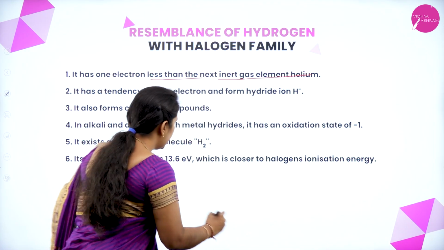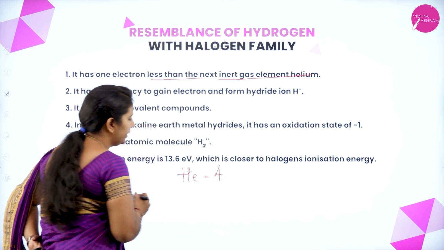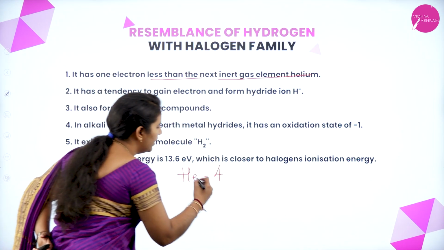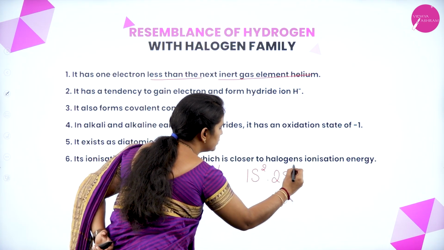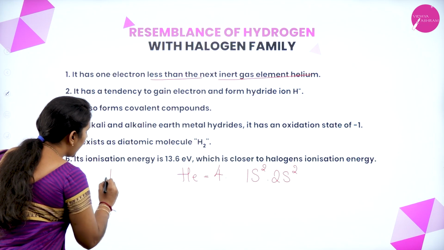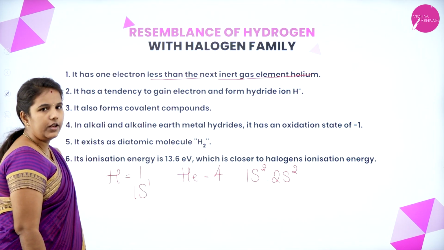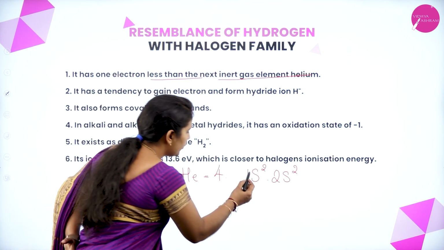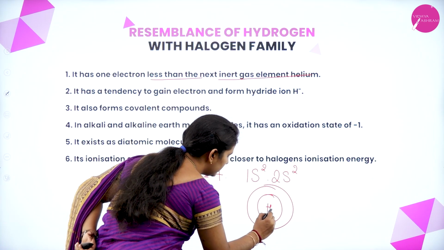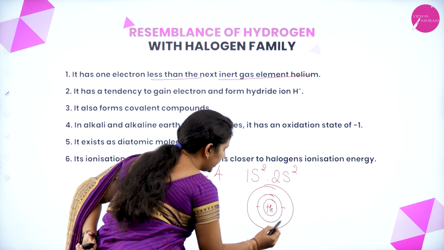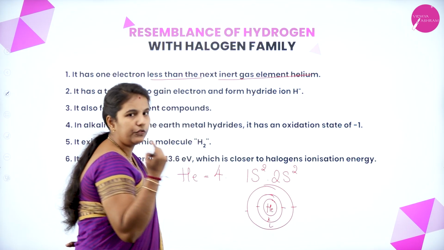If you take helium, there are 2 electrons, that is, atomic number 2, and the electronic configuration is 1s2. We know that hydrogen has 1 electron and the electronic configuration is 1s1. If you write the atomic structure for helium, in the K shell there are 2 electrons.